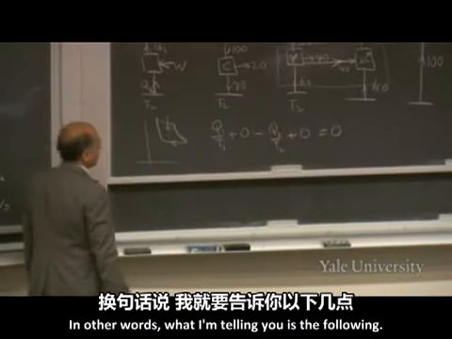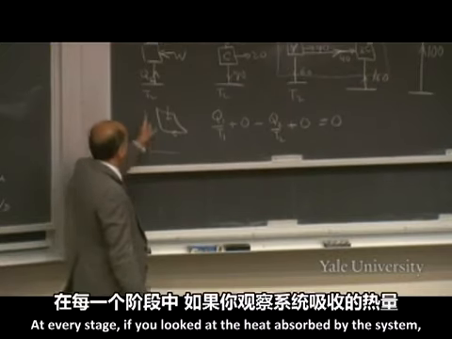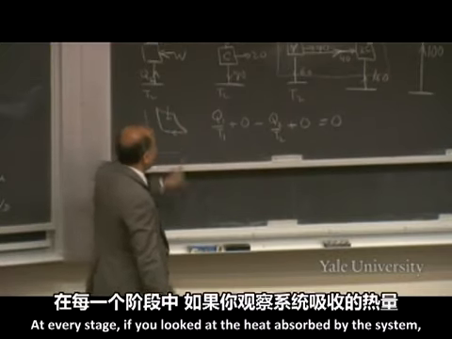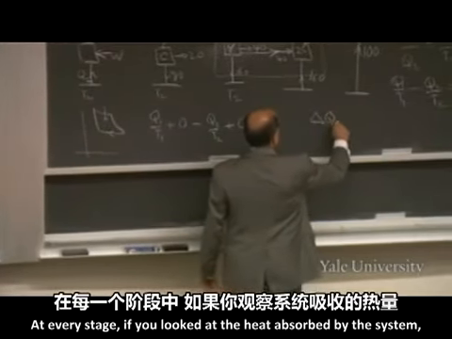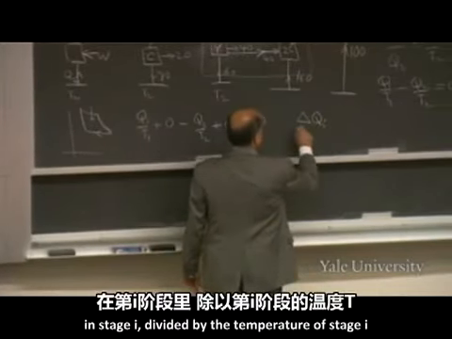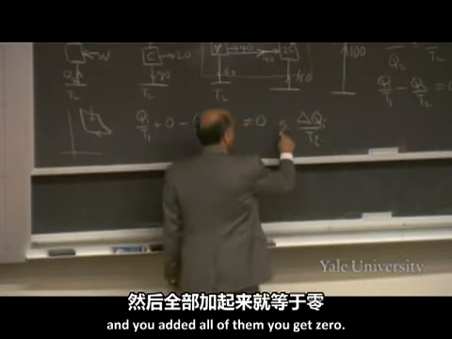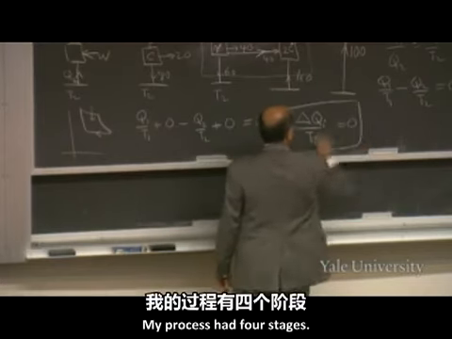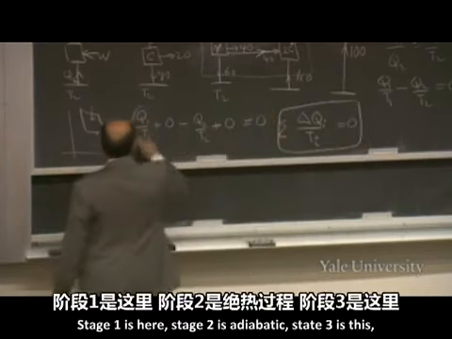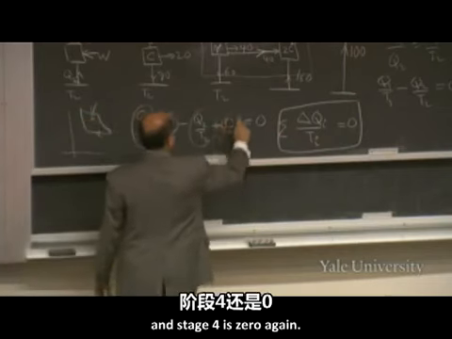In other words, what I'm telling you is the following. At every stage, if you looked at the heat absorbed by the system in stage I divided by the temperature of stage I, and you added all of them, you get 0. My process had 4 stages. Stage 1 is here, stage 2 is adiabatic, stage 3 is this, and stage 4 is 0 again.